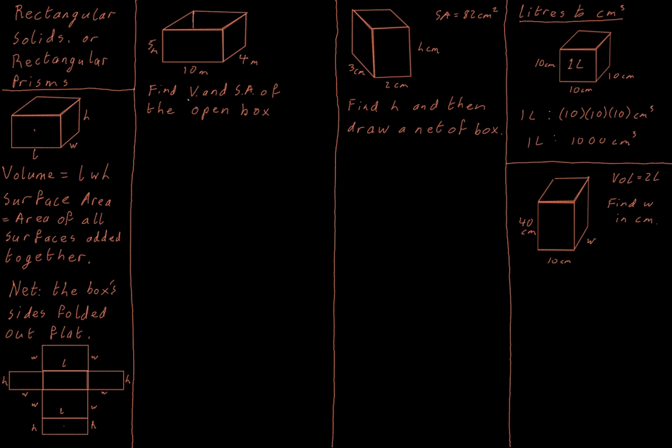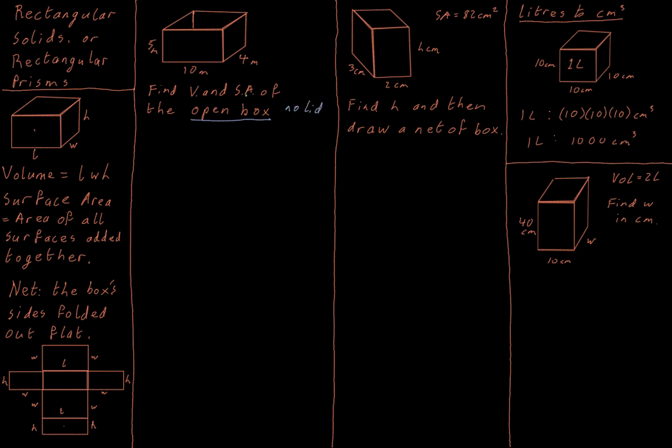Find the volume. So V for volume and SA for surface area of the open box. Now this is a very important phrase in these types of questions. What does an open box mean? Well, if we think about what it means in English, and if we look at the picture, I can see the back corner of this box as I'm looking down into it. That means there's no top on the box. There's no lid on the box. So it's an open box.